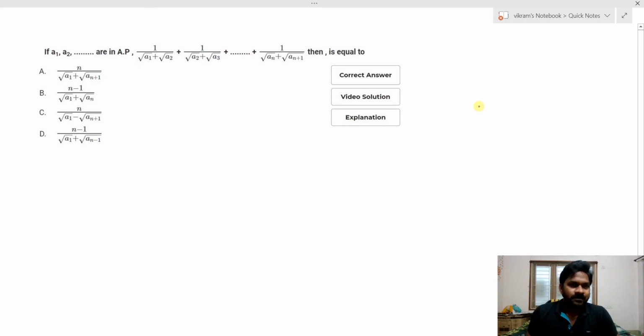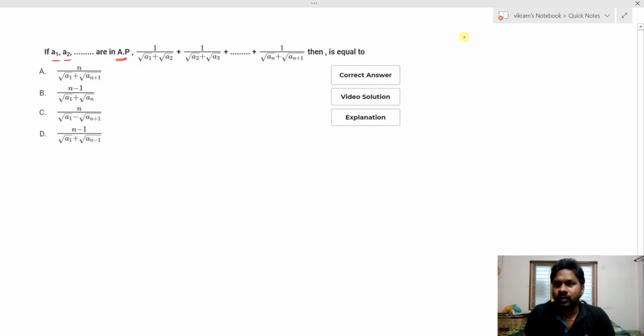The question is: if a1, a2, and so on are in arithmetic progression, then 1 by square root a1 plus square root a2, plus 1 by square root a2 plus square root a3, plus so on, plus 1 by square root of an plus square root of a(n+1), then n is equal to, and we know that.